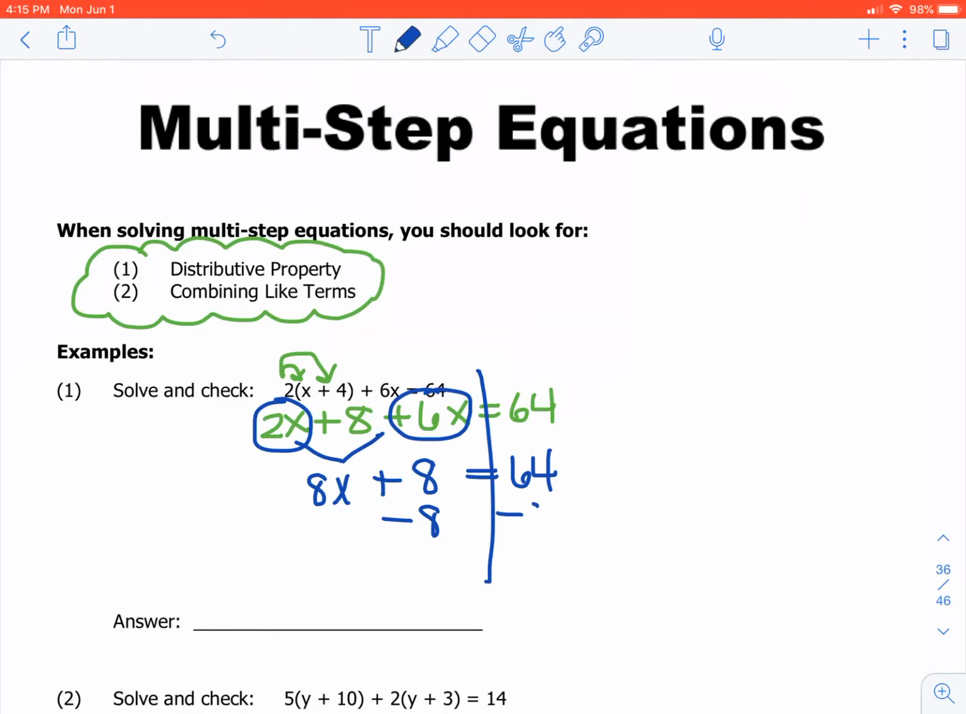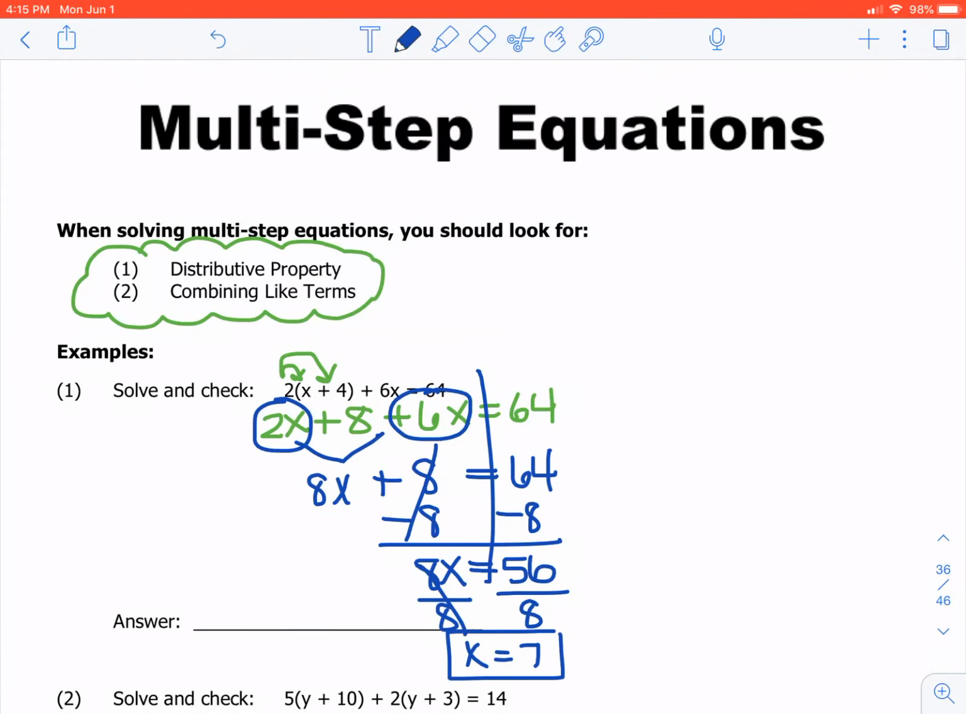All right, let's start solving the two-step equation. So we're going to subtract 8 from both sides. That gets rid of the 8. So 64 minus 8 is going to be 56. Now you're going to do your division. So divide both sides by 8. So x is equal to 7.